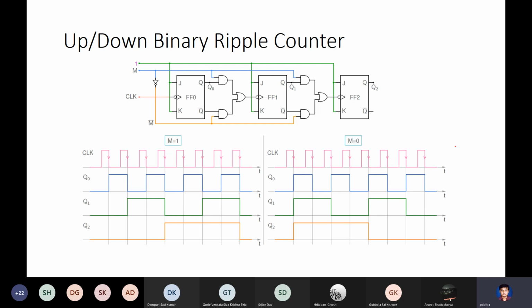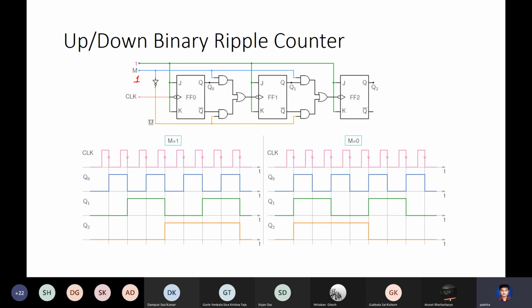Okay, now as I said before, you can also have an up-down ripple counter. So you can have a mode input which will control which direction it ripples, which direction it counts, up count or down count. Let us look at the following. Suppose this is a mode input which can be 0, or suppose the mode is 1. Suppose the mode is 1, which denotes an up count.